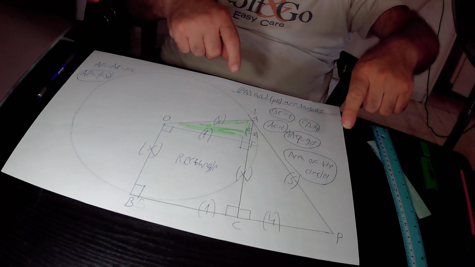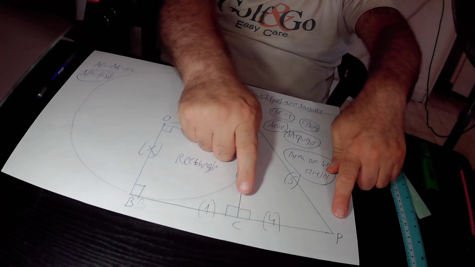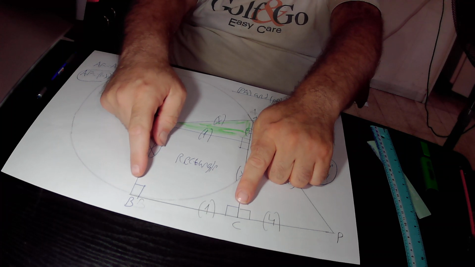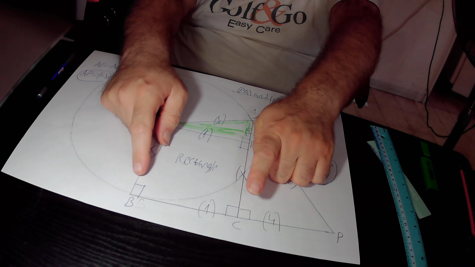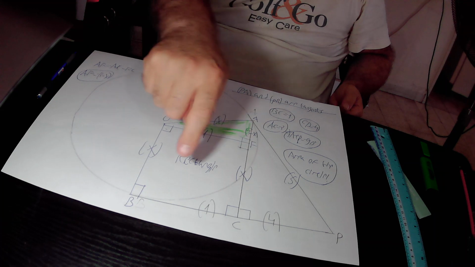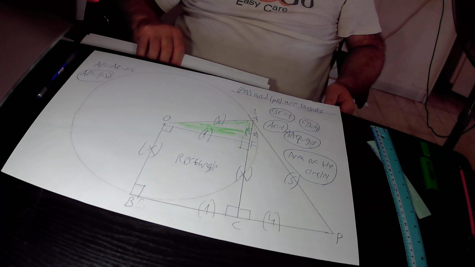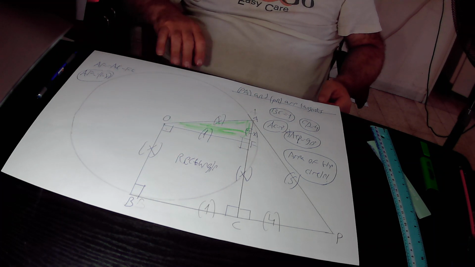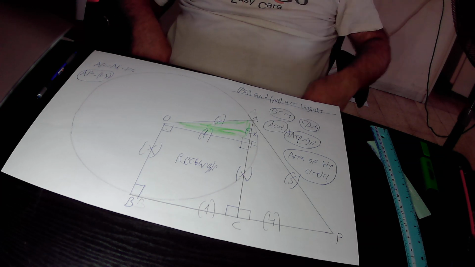Side CP of the right angle ACP equals 4 units in its length. This is side BC that equals 1 unit in its length. Again, our mission is to find out the area of the circle. So first of all, implement rule 2.